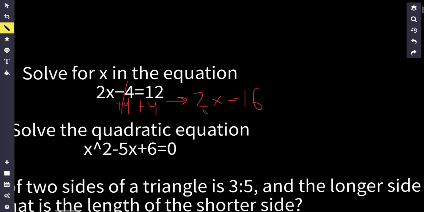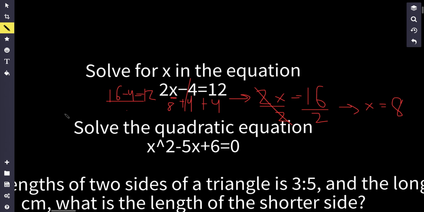If we want to isolate x, we're going to divide both sides by 2. We get x is equal to 8. And you can check the solution, right? If you plug in x is equal to 8, you get 2 times 8, which is 16, minus 4 is equal to 12. And indeed, that is true.